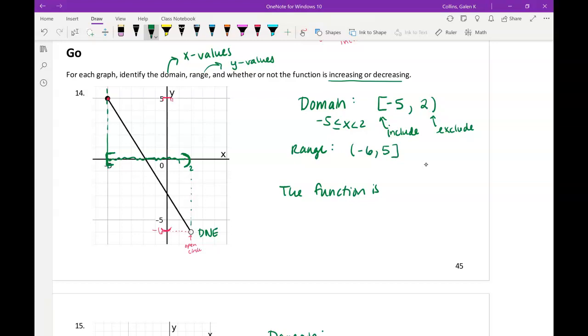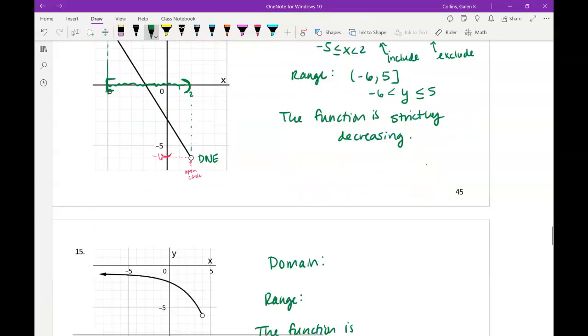We always want to make sure our lesser value comes first. Alternately, I could show that y is always less than or equal to 5, but greater than -6 with a compound inequality. All right, lastly, the function is strictly decreasing. When I say strictly there, that is a very mathy way of saying the function is always decreasing. So it is never increasing, it's just always decreasing.